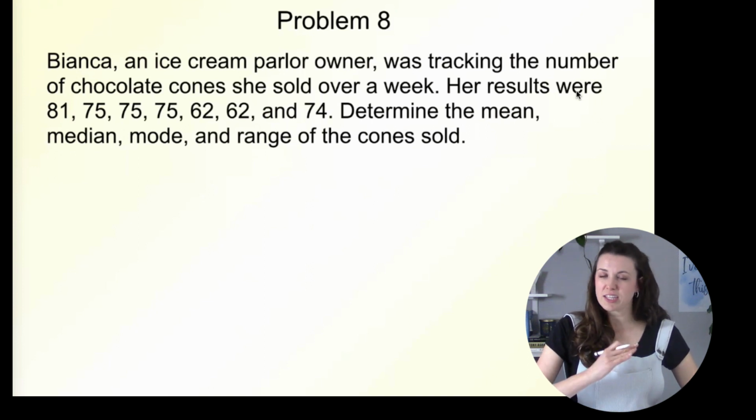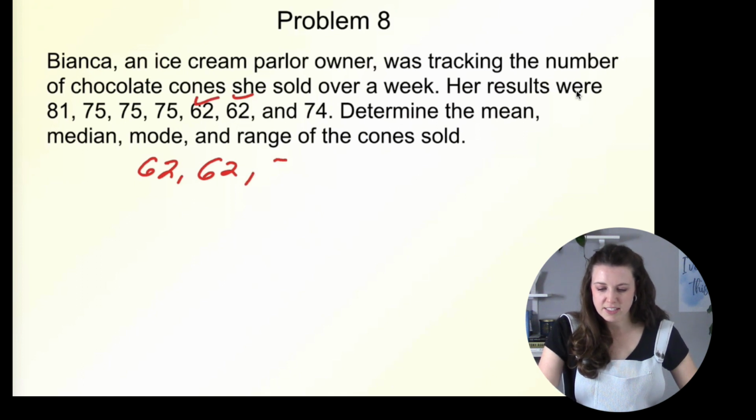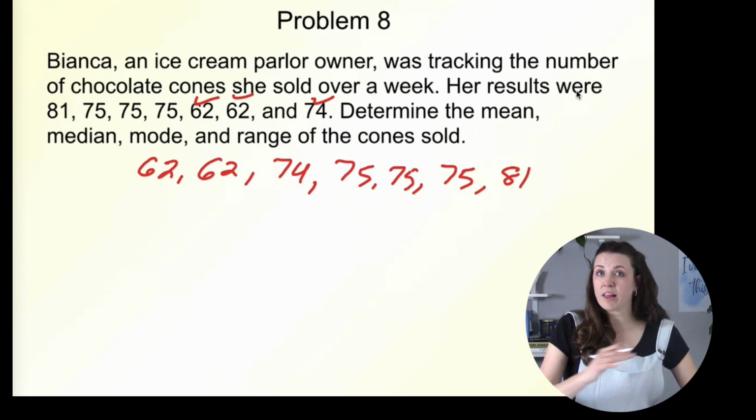Okay, so I'm going to line these up in order. That's the first thing you want to do when you have a series of numbers. So I'm going to start with the smallest. It looks like I have two 62s, and you can even put little check marks up here if you want to. 62, then I've got 74. Looks like three 75s, and then an 81. So these are all in order, from smallest all the way up to largest.